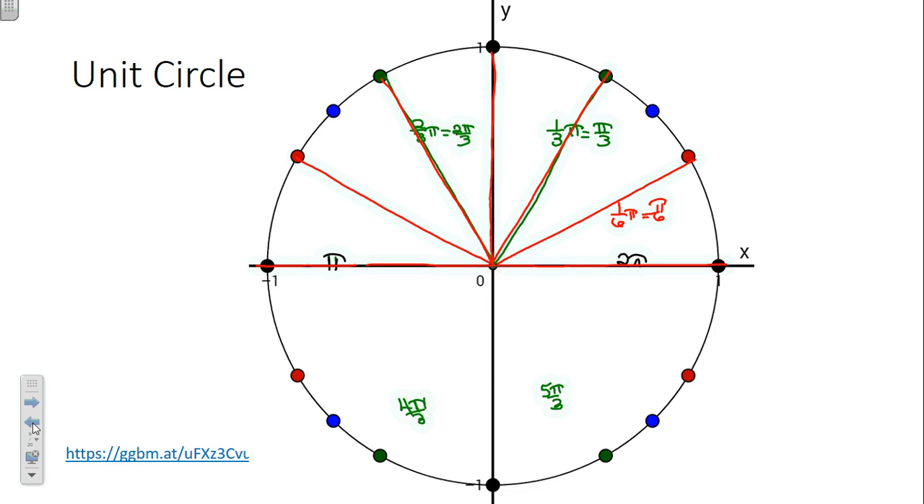Okay, my next red line is 2 pi over 6, right? Which reduces to pi over 3. My next red line is 3 pi over 6, which reduces to pi over 2.